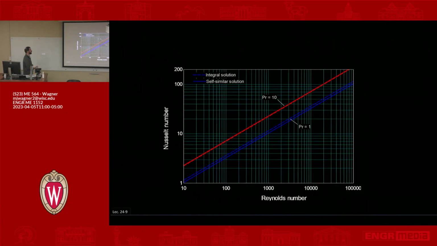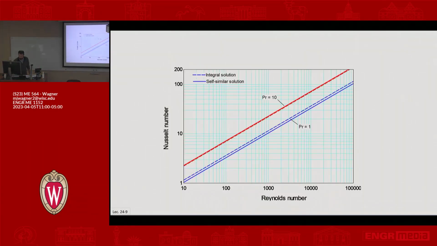So this is the result. What do we have? The integral solution is dotted. Let me just make this brighter. So the integral solution is the dotted lines. And then we have two different Prandtl numbers, and they're compared with the self-similar solution. So that's the exact analytical solution.